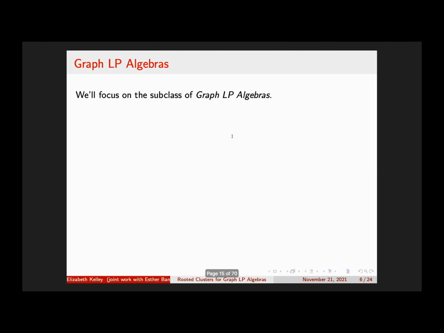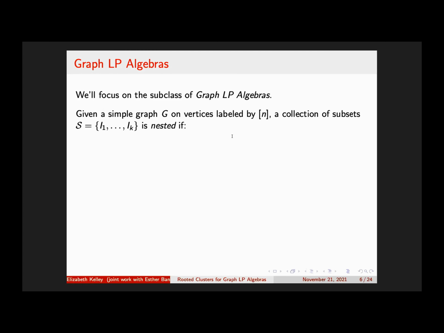So we're actually going to focus on a subset of LP algebras called graph LP algebras. And these are LP algebras that have a certain visualization in terms of graphs. So the idea is that I take some simple graph on vertices labeled by 1 through n, and I'm going to cook up some cluster variables based on collections of subsets on these graphs. And so specifically, I'm going to care about what are called nested collections of subsets.